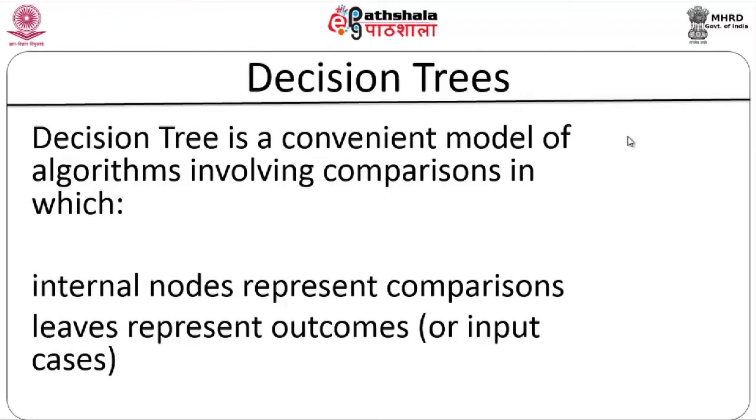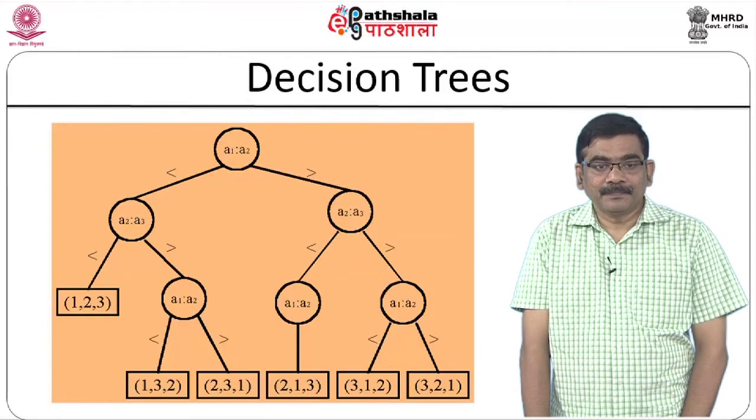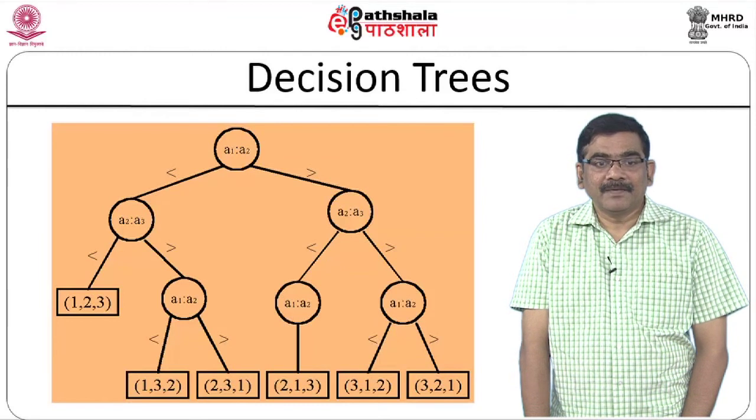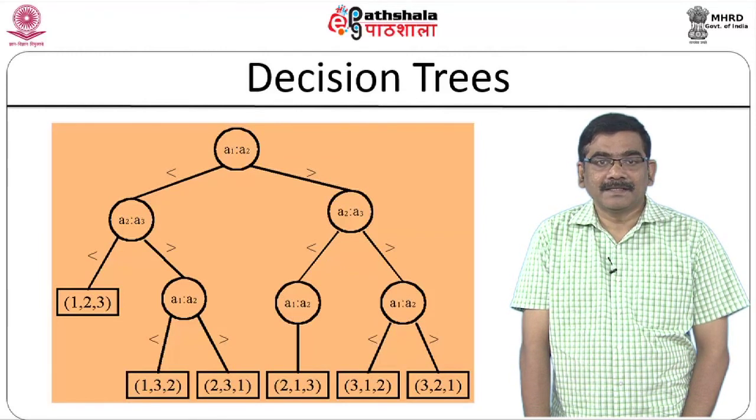A decision tree is a convenient model where internal nodes represent the comparisons and leaves represent the outcomes. For example, if I have 3 elements, then I can have a decision tree like this, where you can see that the numbers are compared. Based on that, we can generate this decision tree.